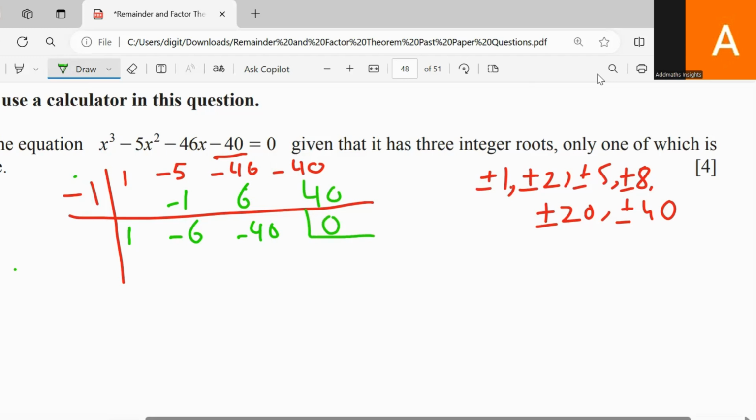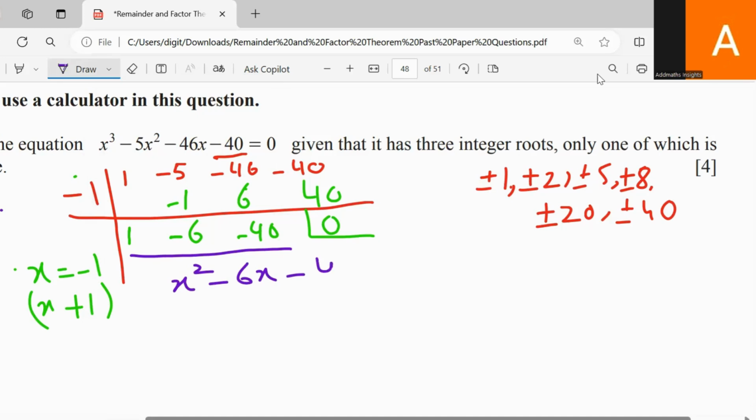And if the remainder is 0, it means that the value of x is minus 1, and x plus 1 is one of the factors of this equation. Now you have to find the remaining two factors. And to find those two factors, you can express this whole expression as a quadratic equation. Like you can write here x squared minus 6x minus 40.